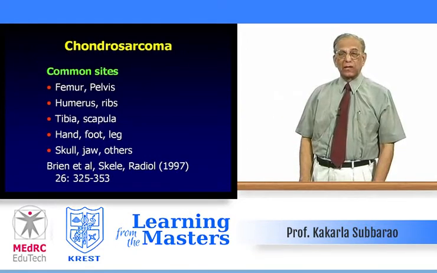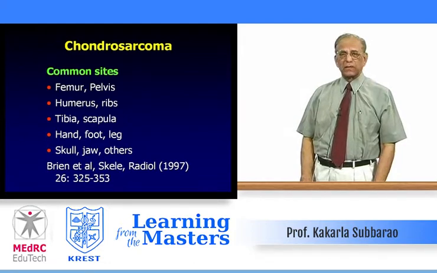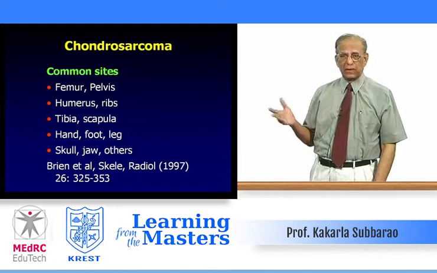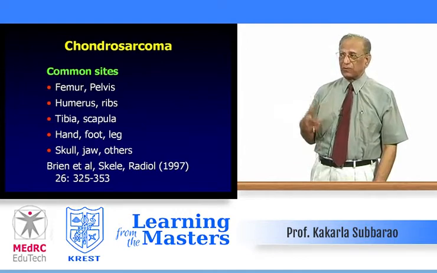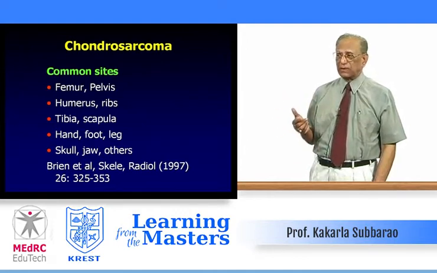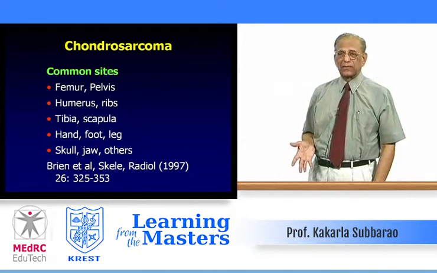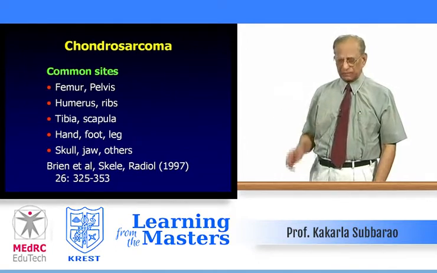Now, analyze the chondrogenic tumors, namely chondrosarcoma. Common sites: femur, either upper or lower end, pelvis, iliac bones, ischial bones, humerus, ribs, tibia, scapula, hand, foot, and bones of the leg, skull, jaw, and others. These are the various common sites for a chondrosarcoma.